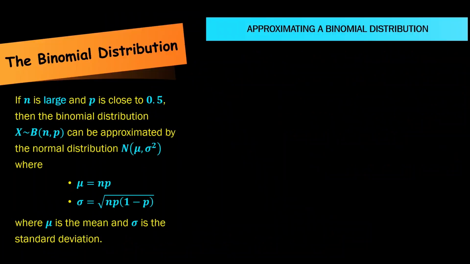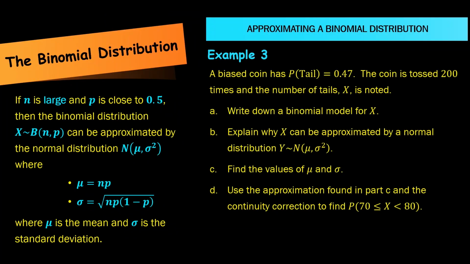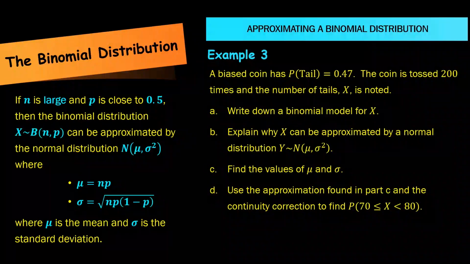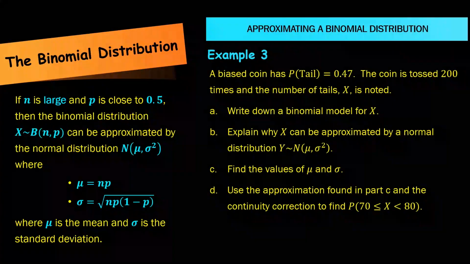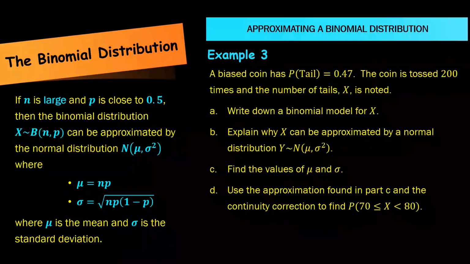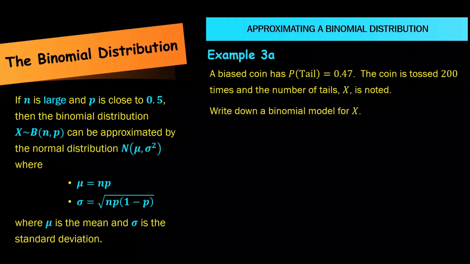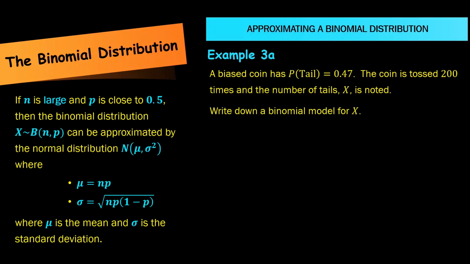Now let's take a look at an example. Pause the video and have a go. Press play when you're ready to view the solutions. Let's take a look at part A first. A biased coin has the probability of a tail equal to 0.47. The coin is tossed 200 times and the number of tails x is noted. Write down a binomial model for x.